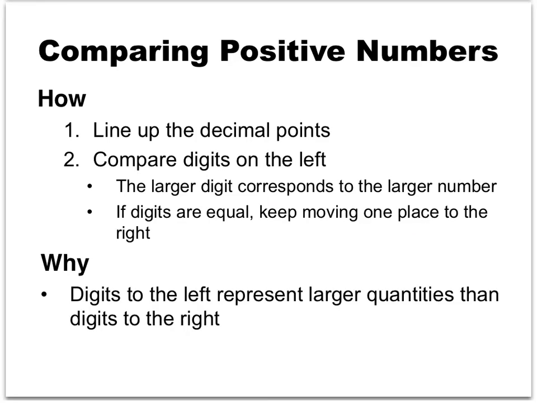Okay. So again, why does this work? It's because the digits to the left represent larger quantities than the digits to the right. Specifically, those digits on the left represent bigger bundles of objects than those digits on the right.